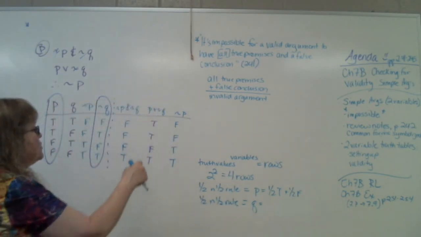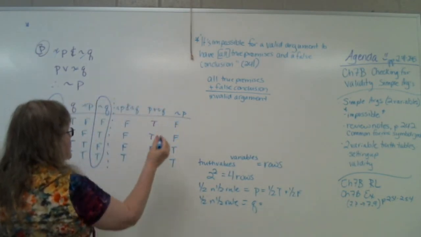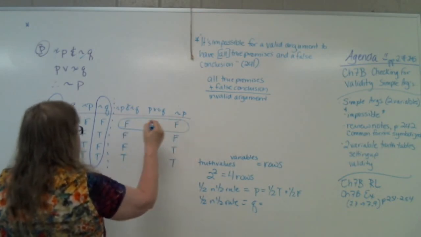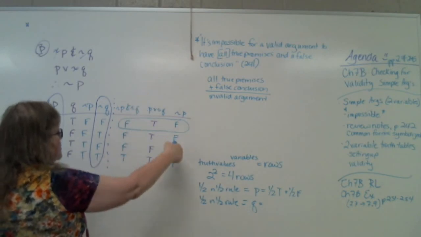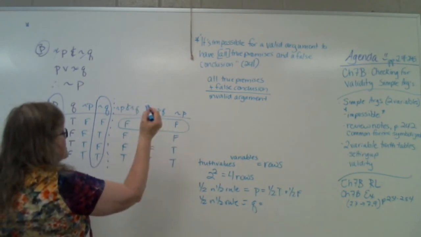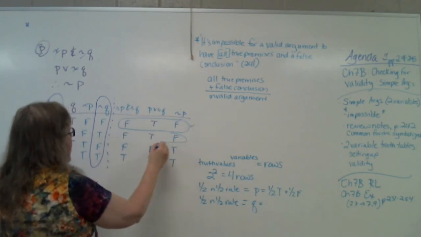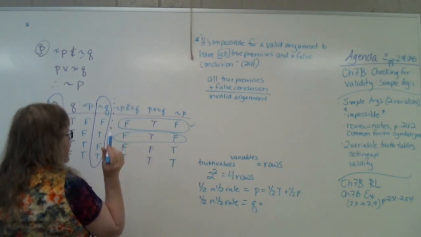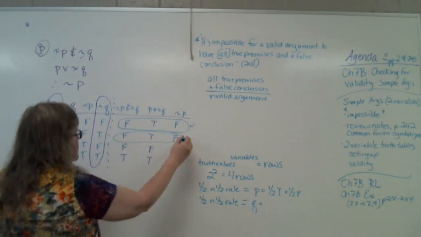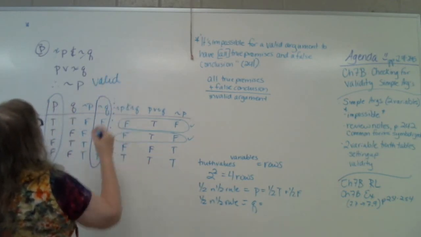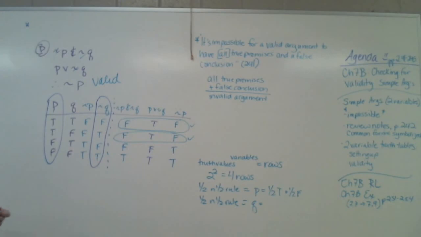So again, I have two false conclusions, and so I have to go and look at just my premises and my conclusion. My false conclusion has a false premise, so he's okay. And then this one, my false conclusion has a false premise, so that's okay as well. And so this is a valid argument. Oh, that doesn't happen very often.